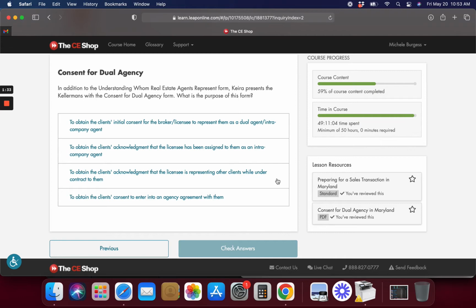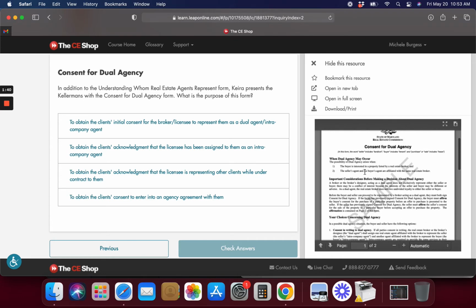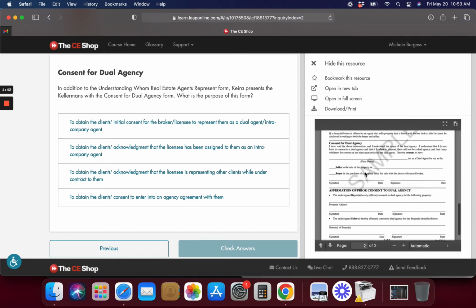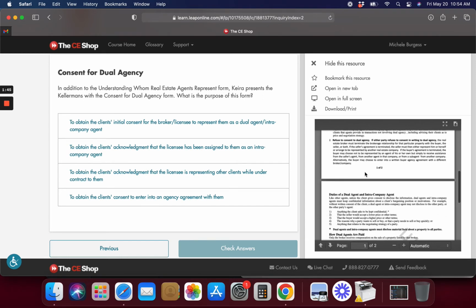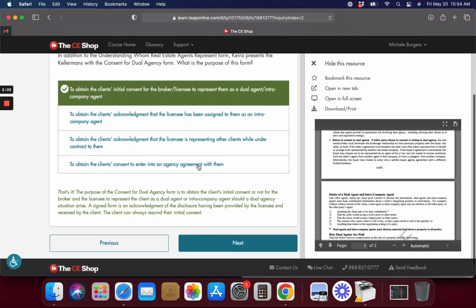What is the purpose of the consent for dual agency form? This is what it looks like in Maryland now. Your state probably has something very similar. It is to obtain the client's initial consent for the broker to represent them as a dual agent, to obtain the client's acknowledgement that the licensee is representing other clients while under contract with them. Okay, I think it's the top one. That's correct.